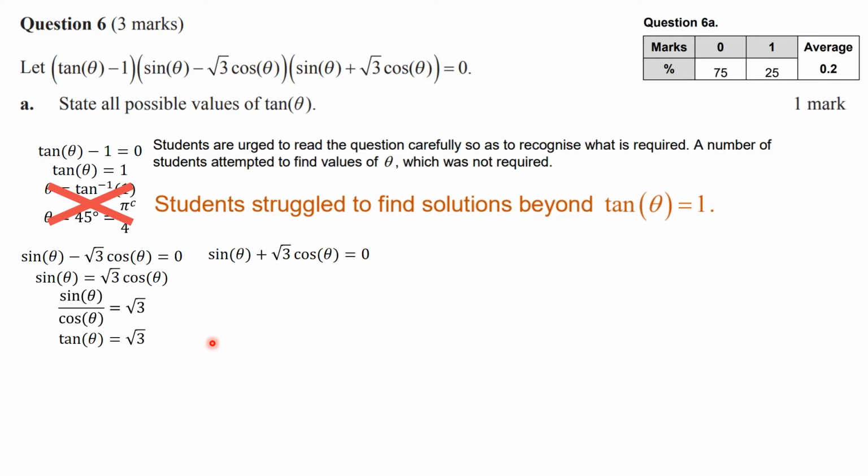Moving on to the next bracket, right? You should be able to do this by yourself. We applied the exact same method here. So we move the root 3 cos theta to the other side. We divide by cos theta. And we realize that sine theta divided by cos theta is tan theta. So now we have 3 solutions. We have tan theta equals 1, tan theta equals root 3, and tan theta equals negative root 3. And if you got all 3 of them, give yourself the 1 mark because that was what the examiners were looking for.